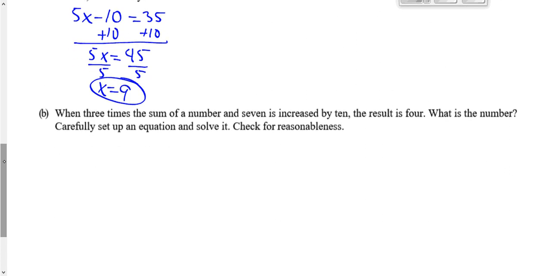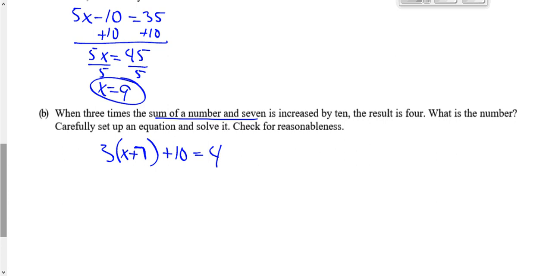What's in part B? When 3 times the sum of a number and 7 is increased by 10, the result equals 4. Now, I'm going to let you guys think about this for a minute. See if you can turn these words into an expression that equals 4. The sum of a number and 7, that would be x plus 7, right? 3 times that. And then increased by 10, so it's plus 10 equals 4, okay?